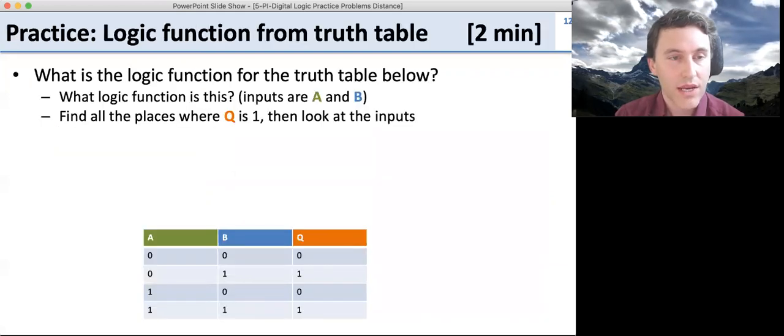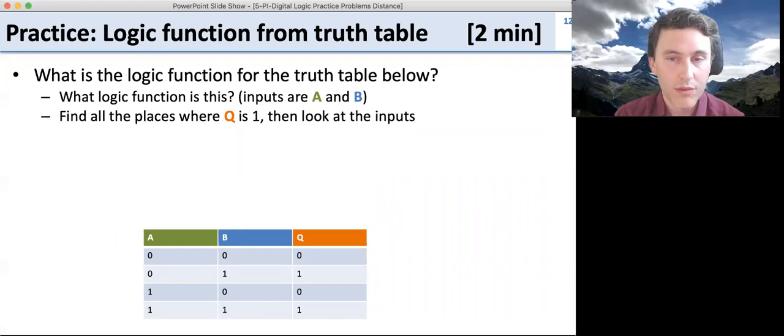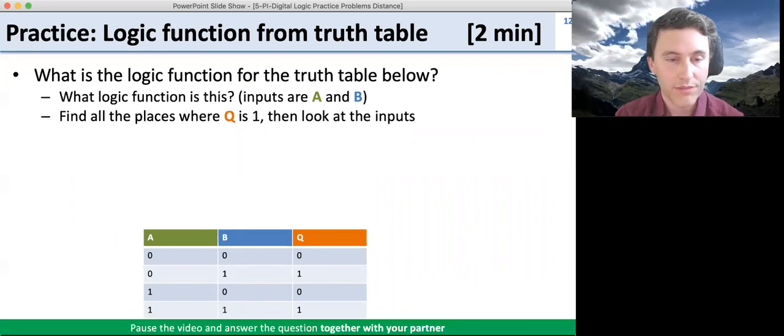All right, let's go ahead and do it the other way around. Here's a truth table. Practice figuring out what the logic function for this truth table is.